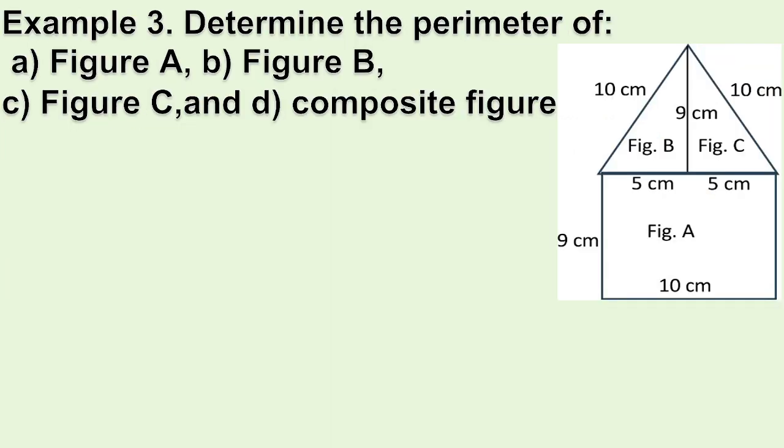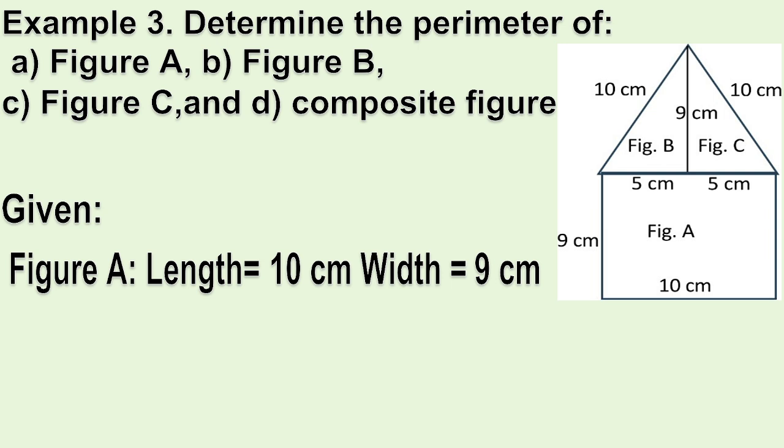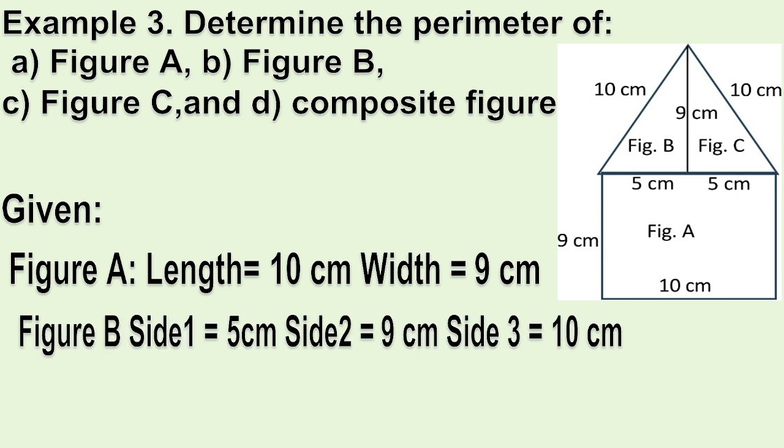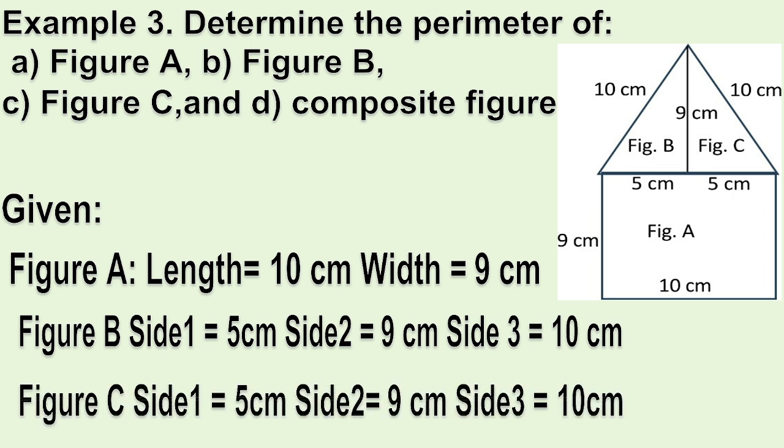Example 3. Determine the perimeter of figure A, figure B, figure C, and D, the composite figure. Given figure A, length equals 10 centimeters, width equals 9 centimeters. Figure B, side 1 equals 5 centimeters, side 2 equals 9 centimeters, and side 3 equals 10 centimeters. In figure C, side 1 equals 5 centimeters, side 2 equals 9 centimeters, side 3 equals 10 centimeters.